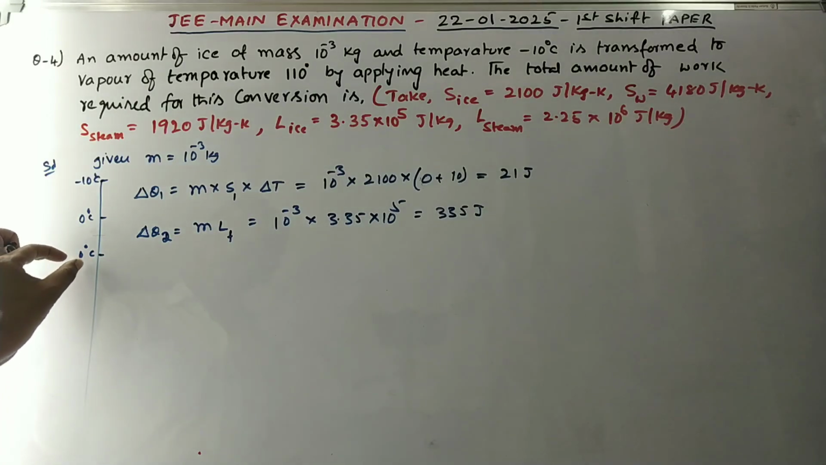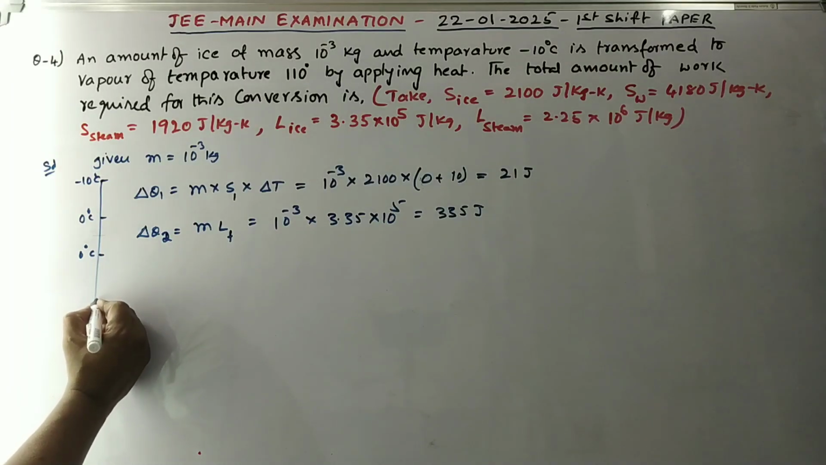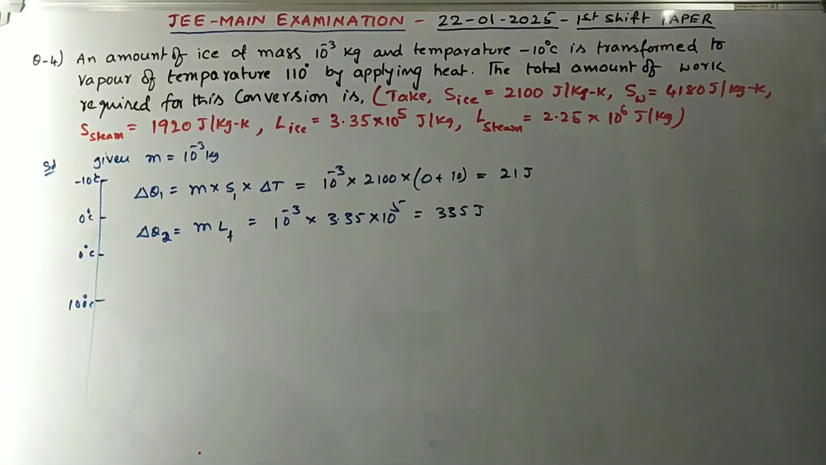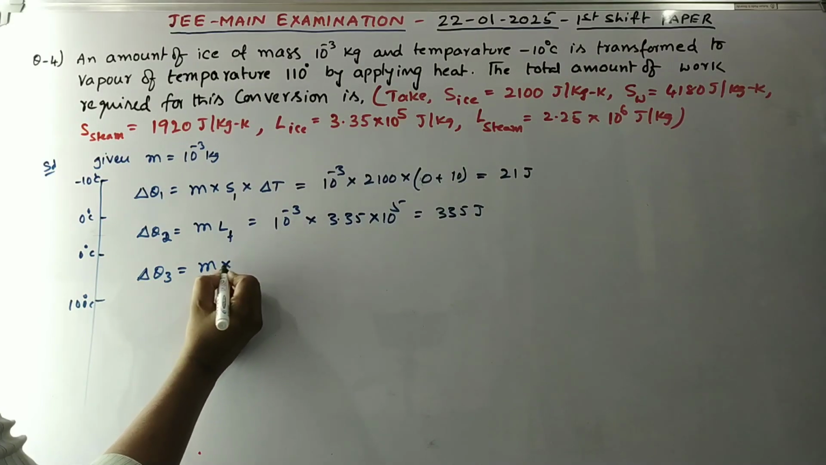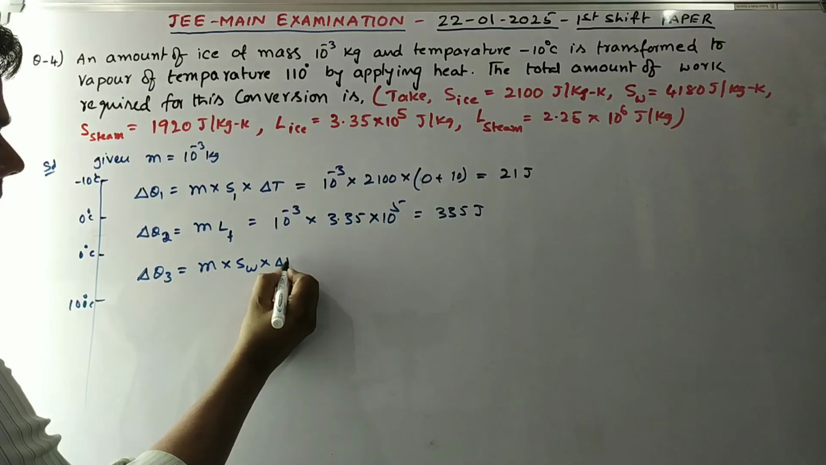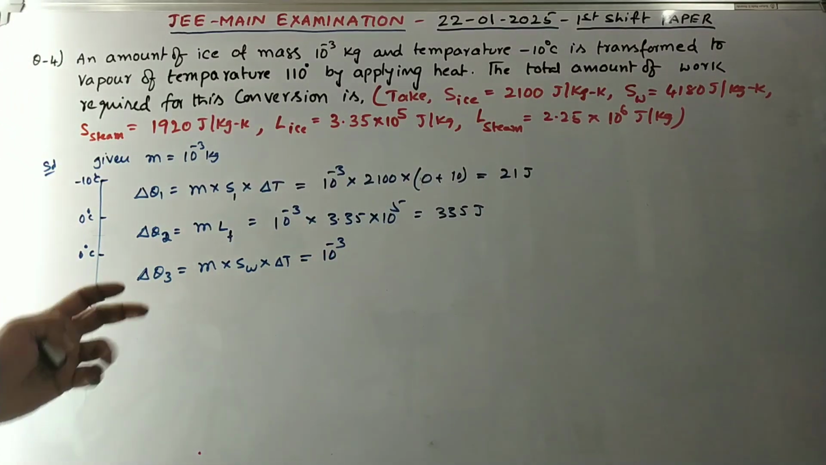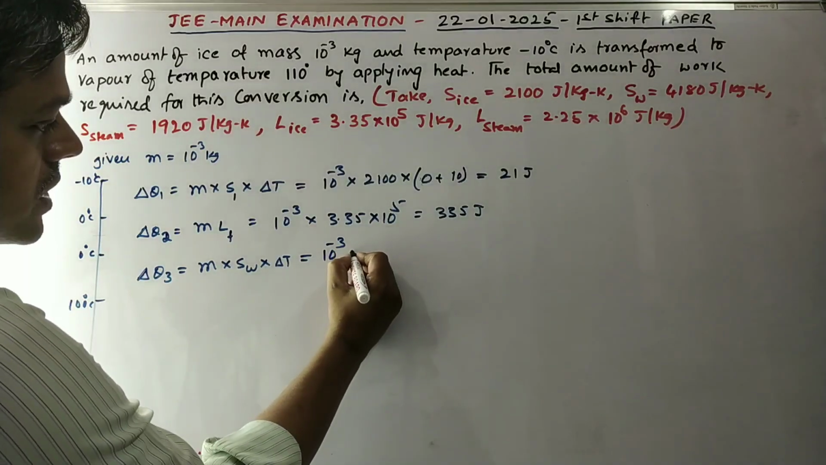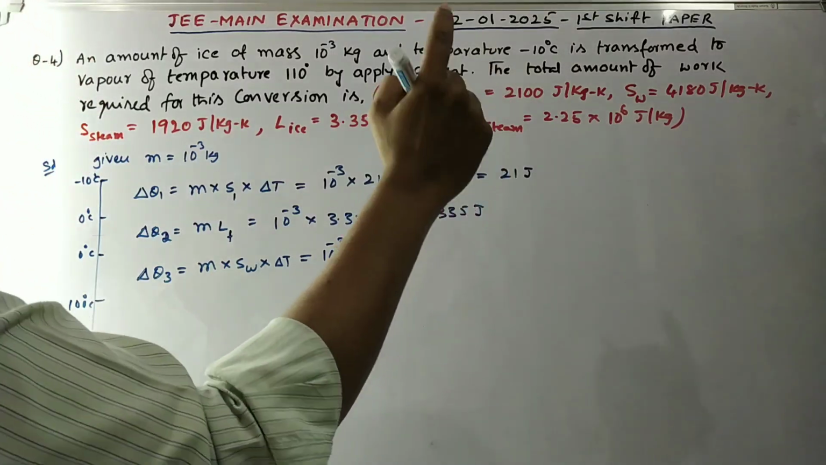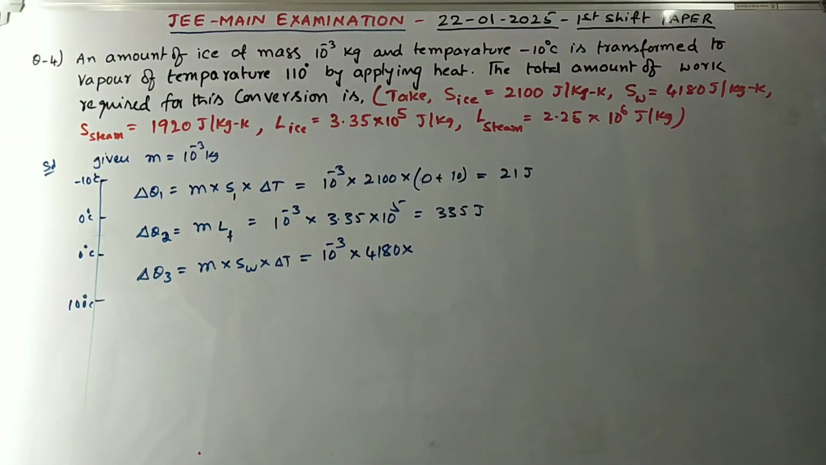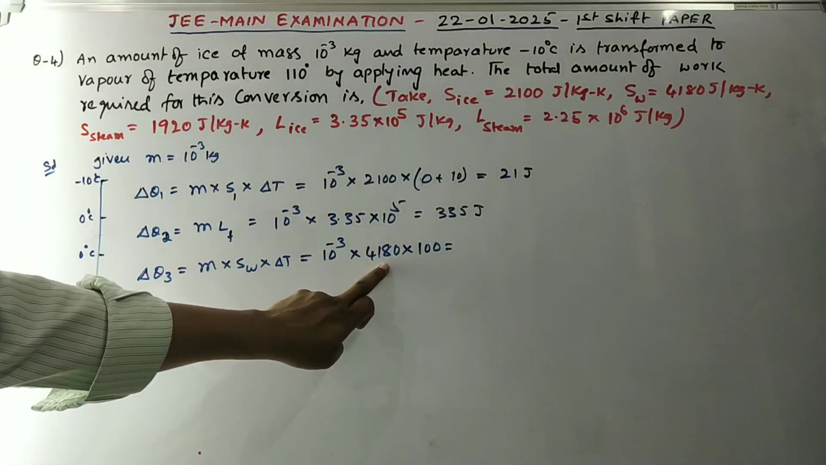Later, what happened? Water at 0 degrees Celsius is converted into water at 100 degrees Celsius. So the amount of heat required, ΔQ3, is equal to m into specific heat of water into rise in temperature. What is the mass of the quantity? 10⁻³, isn't it? Into the specific heat of water, which is 4180 joule per kg Kelvin, into the rise in temperature, 100 minus 0, which is 100. So it remains 418 joule.